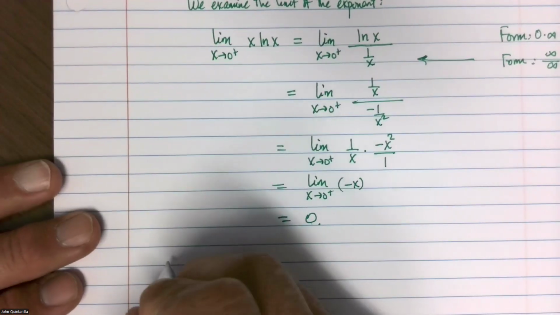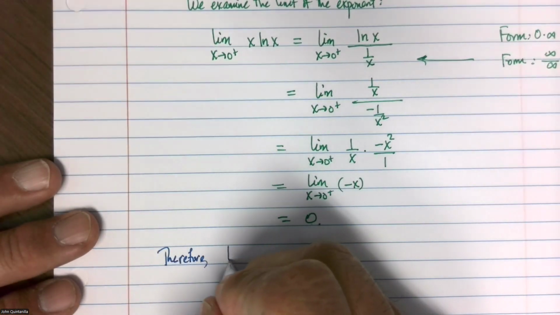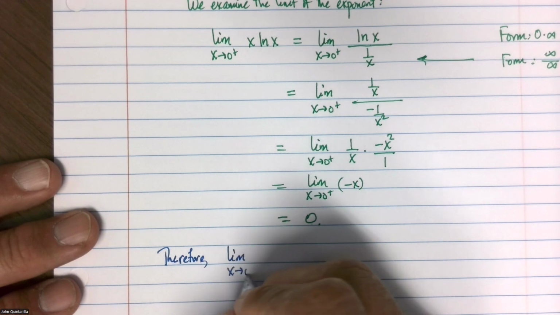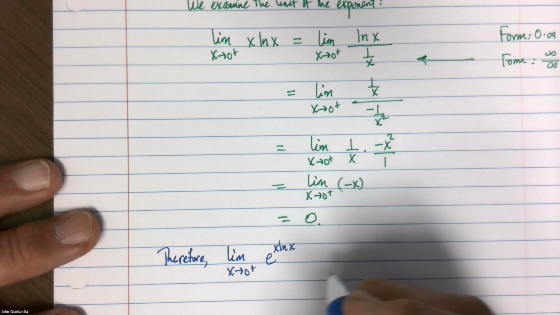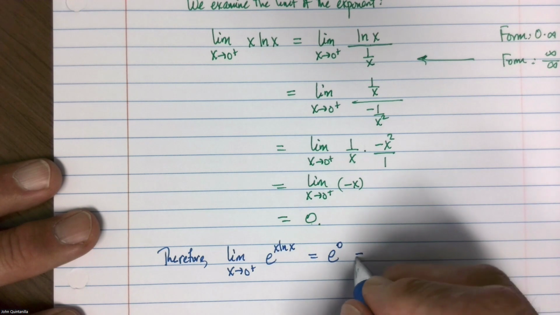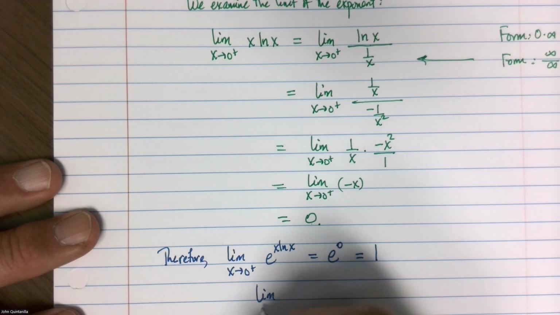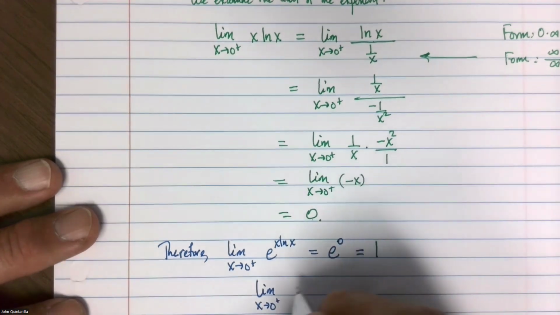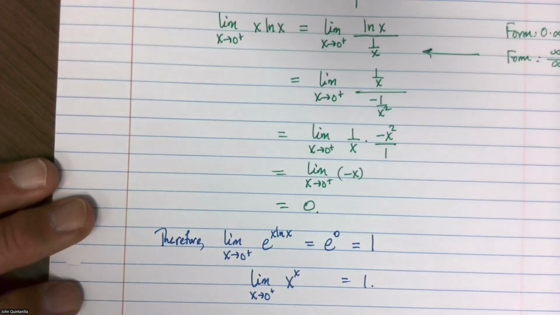Okay, so the exponent here goes to 0, and therefore I can now plug into the original equation. So therefore, the limit as x approaches 0 from above of e to the x natural log x is equal to e to the 0. And then anything to the 0 is equal to 1. And so that is my answer. The limit as x approaches 0 from above of x to the x is equal to 1. And so that's the answer.